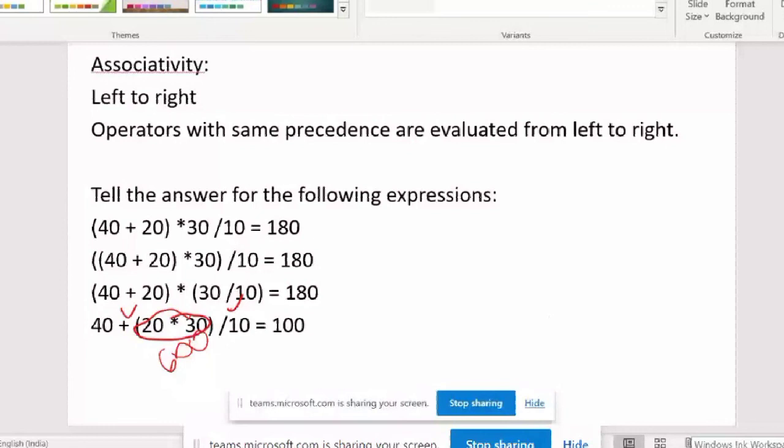మర్చిపోకూడదు, ఓకేనా? ప్లస్ ముందా స్లాష్ ముందా? Yes, sir. Your voice is not clear, sir. Again my voice is breaking.